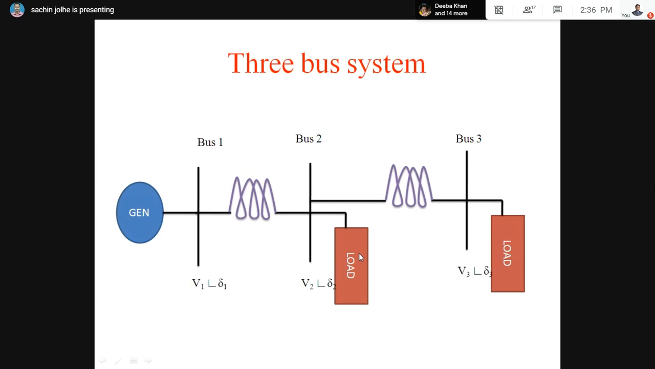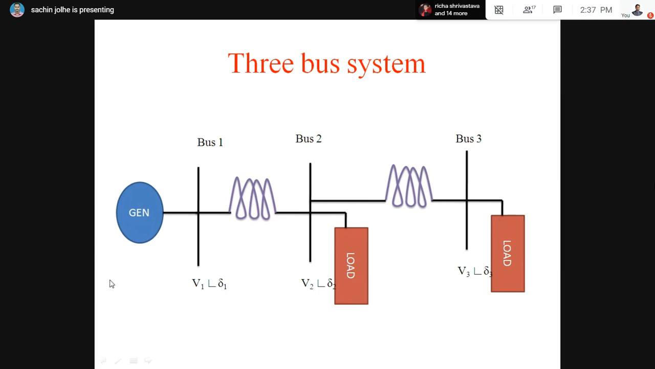Now, if we increase one more bus, what is going to happen there? As you know, in the previous case, this is the system we have taken. Now, only this system we have increased. It is just like our previous case only. There is an additional bus, an additional transmission line, and additional load, and the generator is a single generator. So you can say there is a radial system.